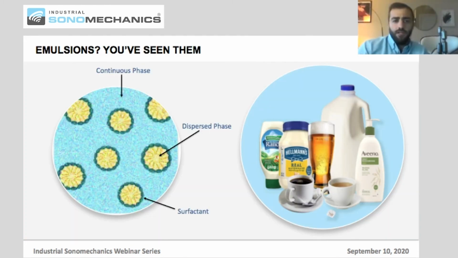Emulsions, you've likely seen them if you had cereal this morning, coffee, tea. If you've already been on your first beer, it's very likely you've encountered an emulsion already. An emulsion itself is a suspension of two immiscible liquids, one suspended as droplets in the other. And the droplet surfaces are mediated by surface active agents known as surfactants or emulsifiers.